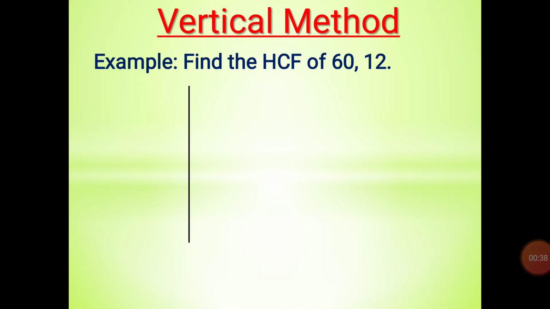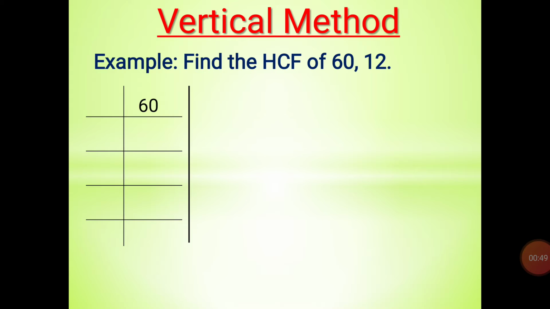Find HCF of 60 and 12. For vertical method, we will draw a vertical line and a horizontal line. Write 60 on the right hand side of the vertical line. 60 is an even number, so it is completely divisible by the smallest prime number 2. Write it in front of 60. After dividing 60 by 2, we get quotient as 30. Write it below 60.